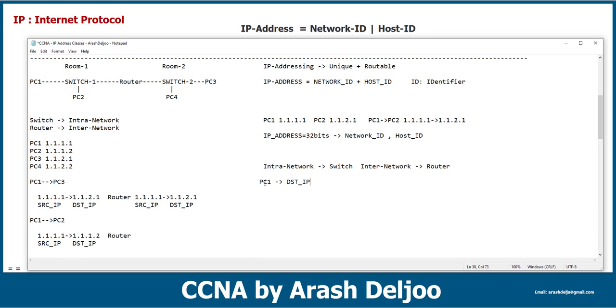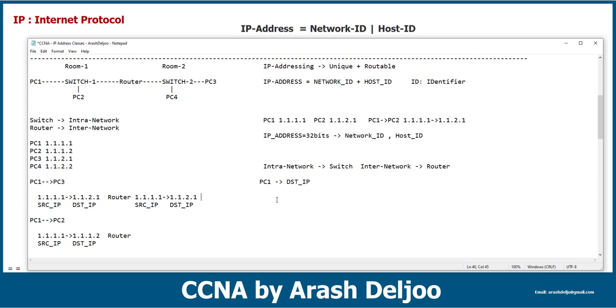If PC1 understands that the traffic should stay inside of the network, PC1 does not need to send the traffic to the router. But if PC1 understands that the destination resides outside of its network, it needs to forward the traffic to the router of the network.